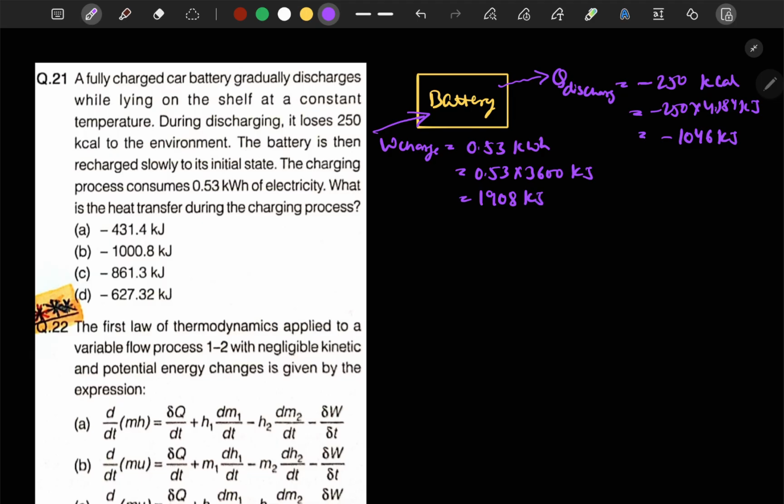Okay, now we can apply an energy balance. How do we apply it? We can use the first law of thermodynamics. The first law gives us Q is equal to delta U plus W, but since it is a cyclic process, there is charging and then discharging, then again charging, so delta U for the complete process will be 0. So you can see that the net Q is equal to W.